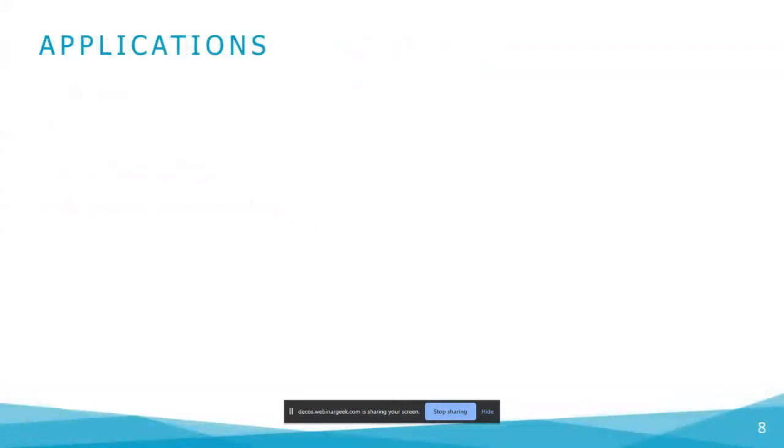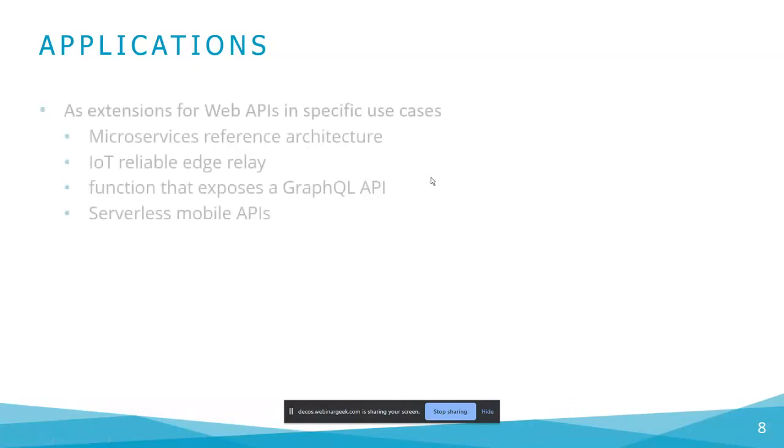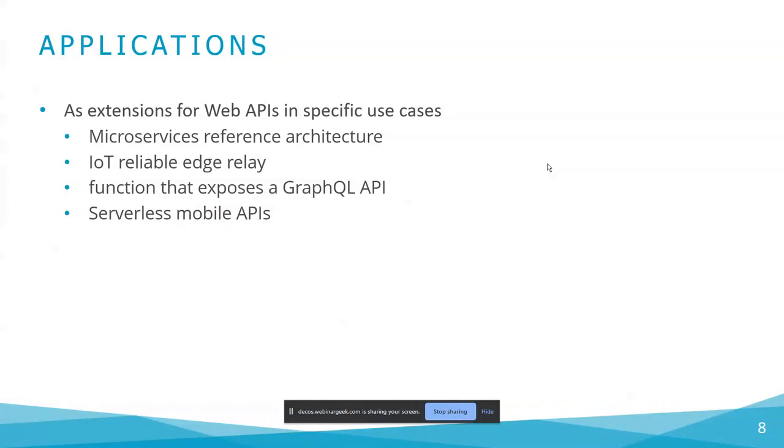Now let's look at the applications, the business scenarios or use cases, as we say. Where can we use these serverless apps? They can be used as extensions for web APIs in specific use cases. For example, applications that rely heavily on microservices may implement all microservices using serverless.